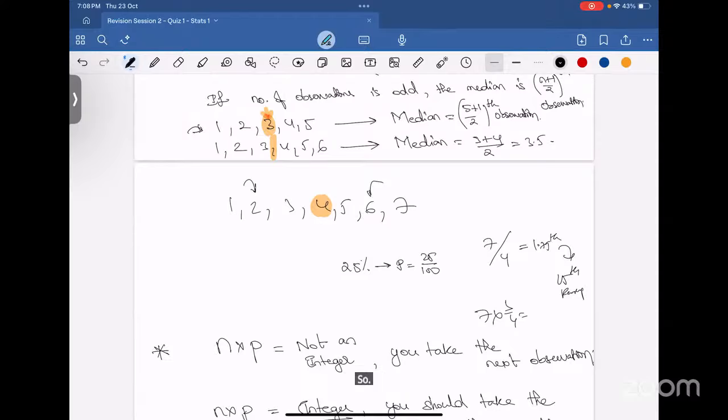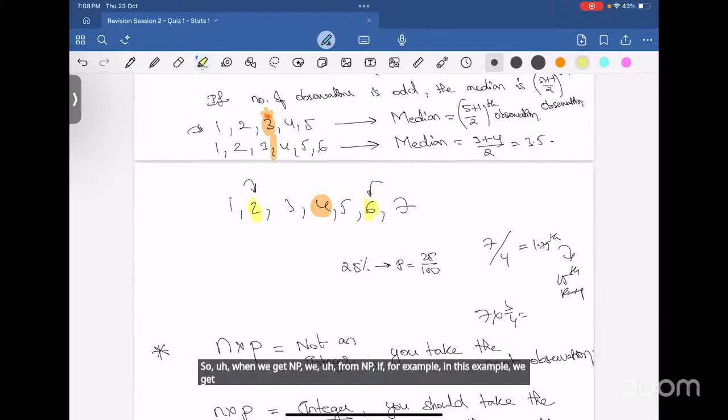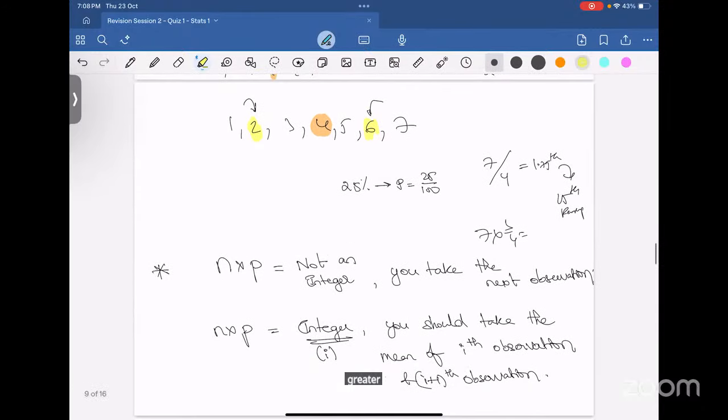So when we get NP, if for example in this example we get anything which is greater than 1 and less than or equal to 2, we have to take the second observation. And again, anything more than 2 and less than 3, the third observation. So in case of odd or even, we can do it in this method also, your shortcut method, which is fine, sir.